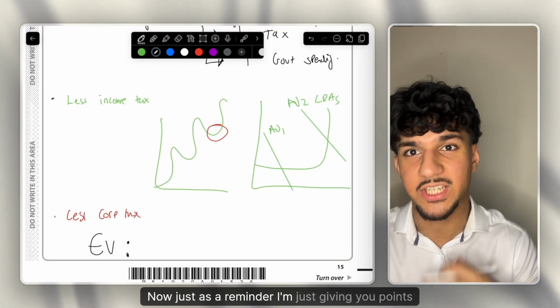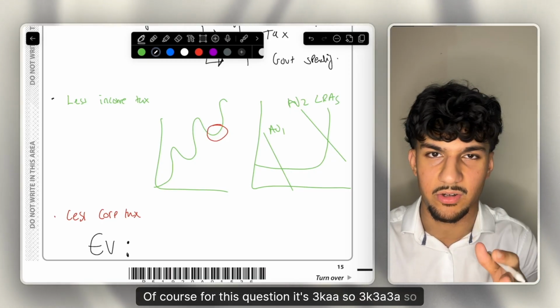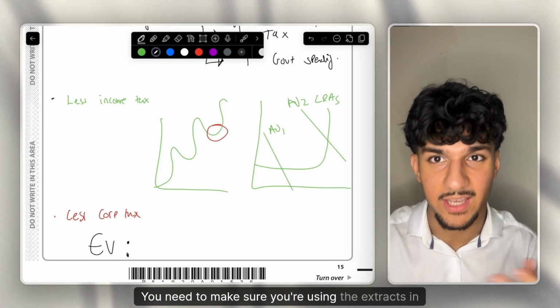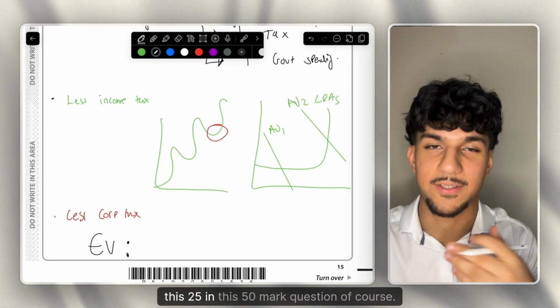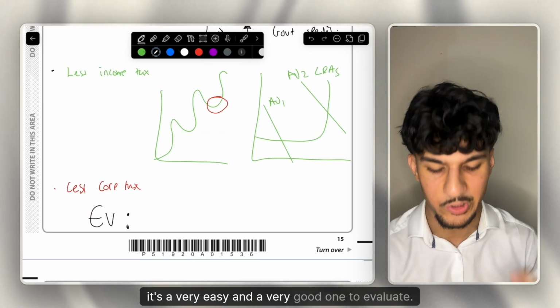Now, just as a reminder, I'm just giving you points here. Of course, for this question, it's 3K, 3A, 3A, so 3 application marks. So you need to make sure you're using the extracts in this 15-mark question, of course. Now, for fiscal policy, it's a very easy and a very good one to evaluate.